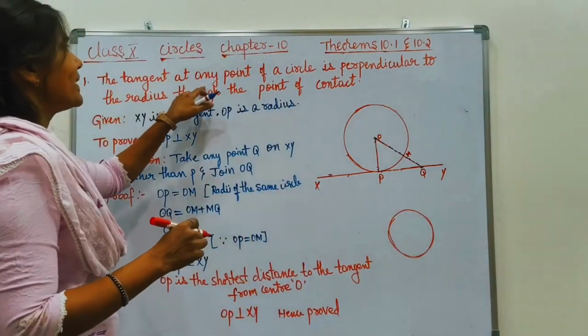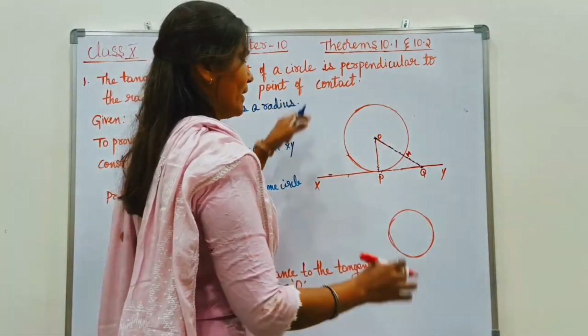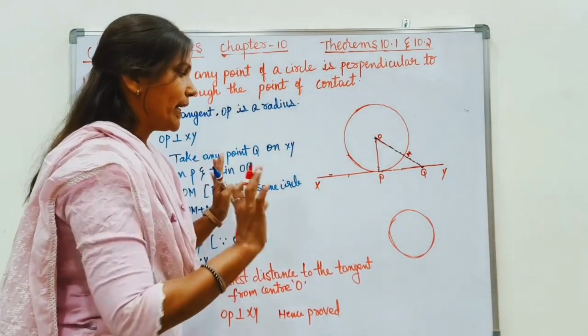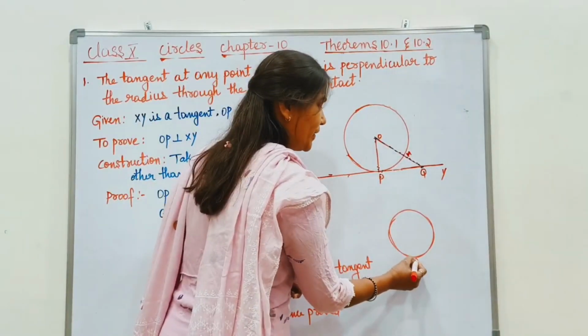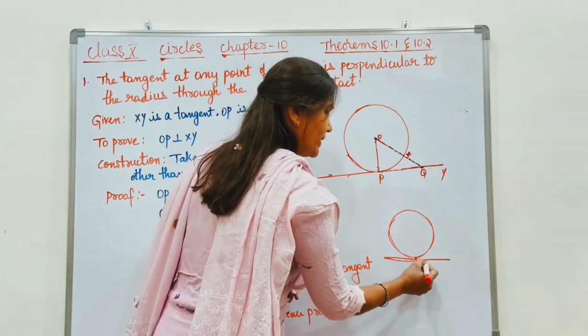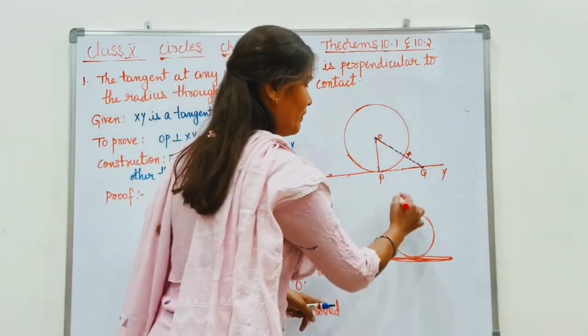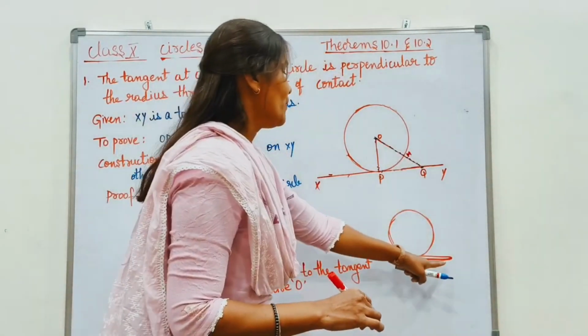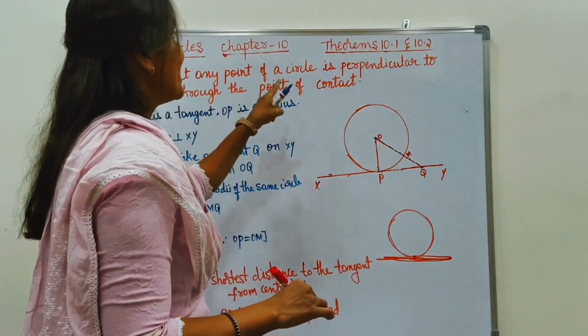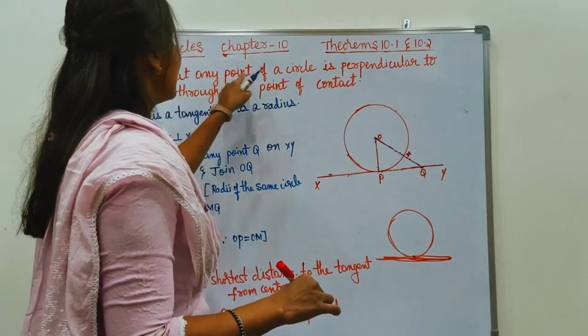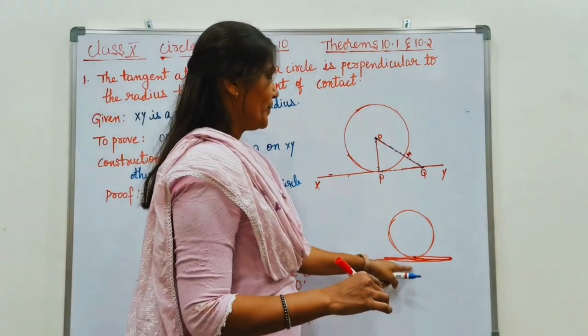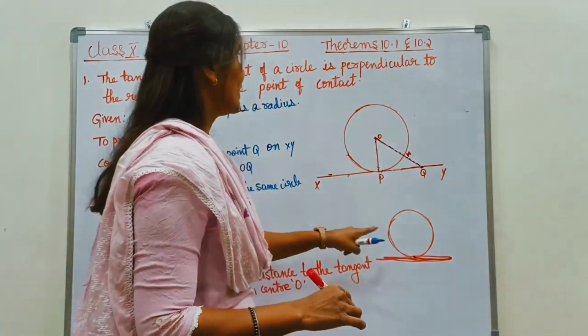Tangent at any point on the circle. In a circle, you take one point, and there you draw one tangent. This is the tangent. Tangent means only one point where the circle meets the line. So first you draw the tangent. At any point on the circle you are taking one tangent.